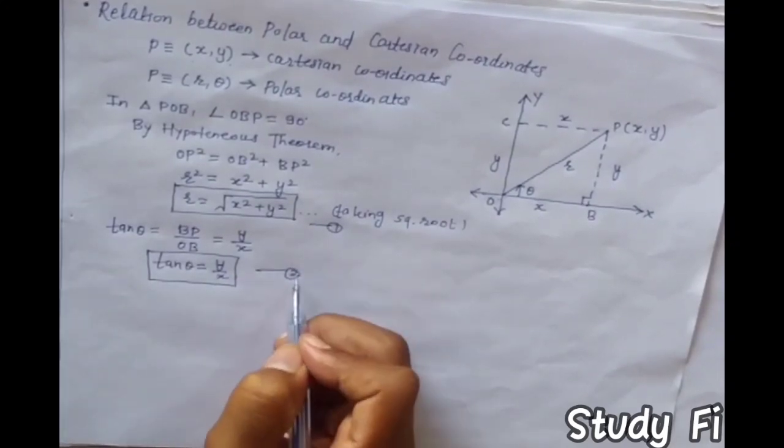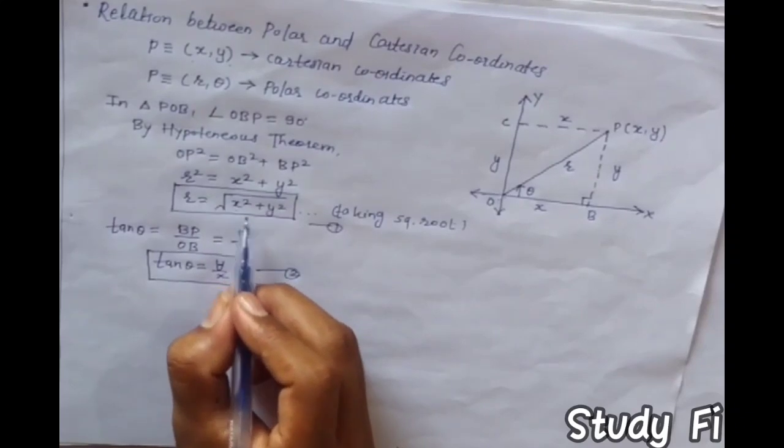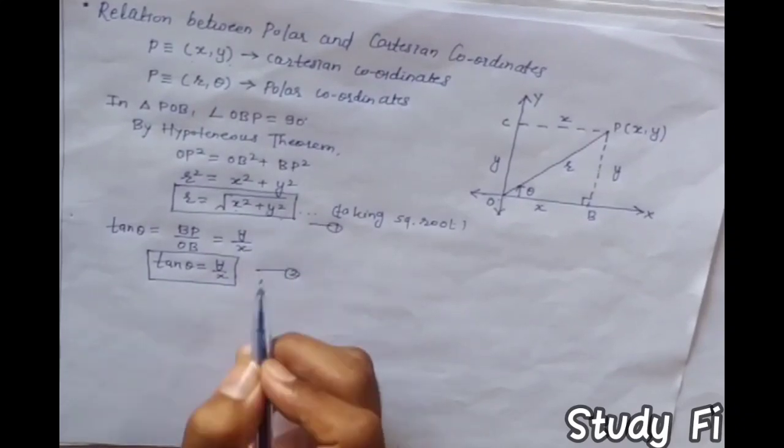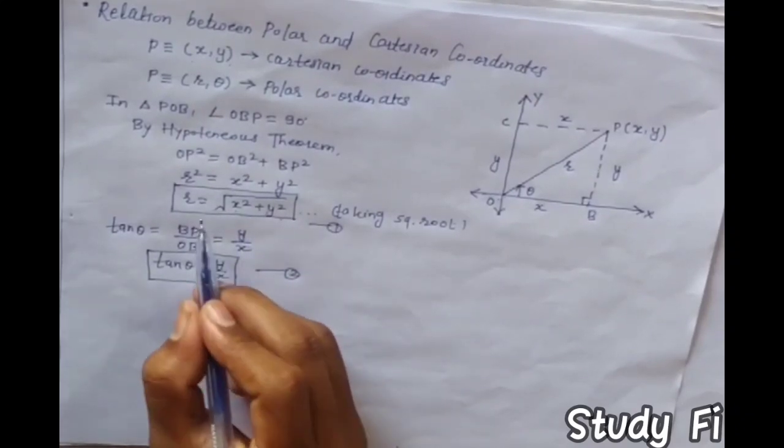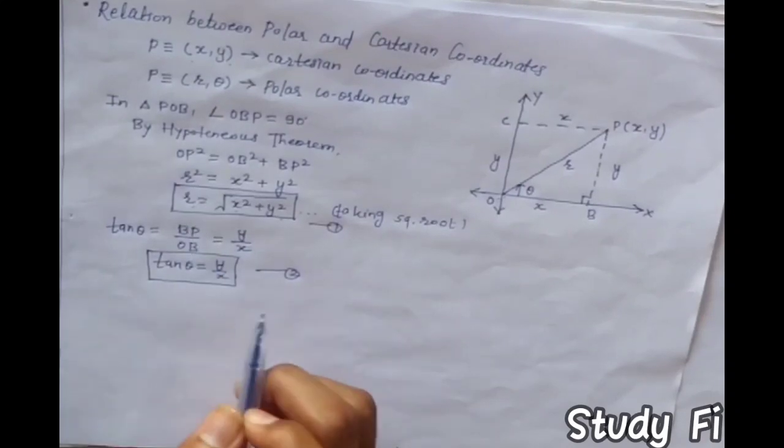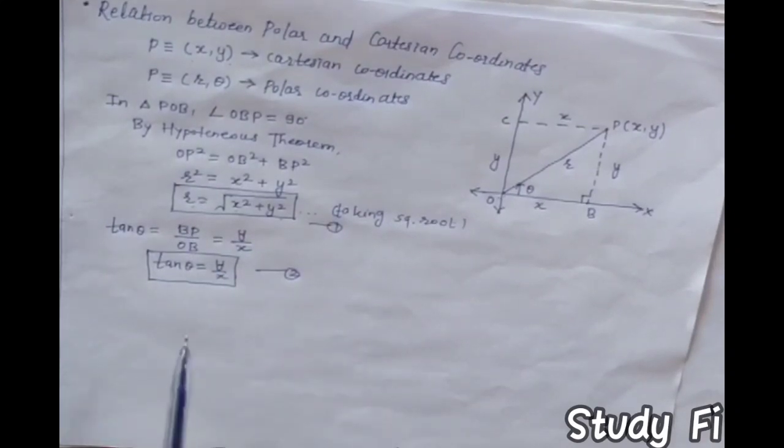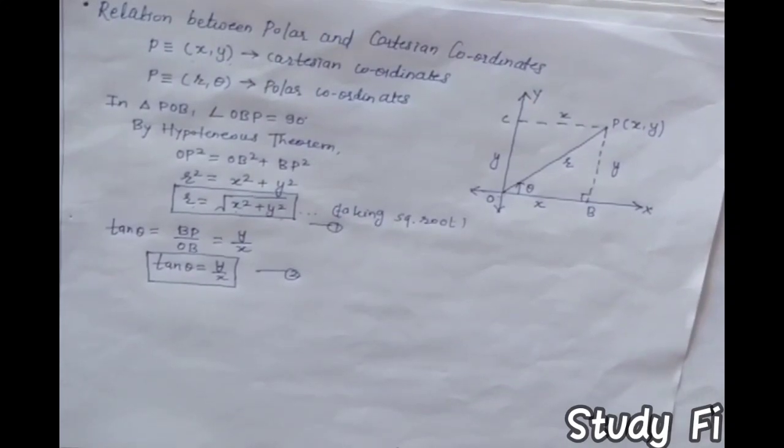So from equations 1 and 2, if Cartesian coordinates x and y are given, then we can find the polar coordinates r and theta. Now if r and theta are given, then how can we find x and y?